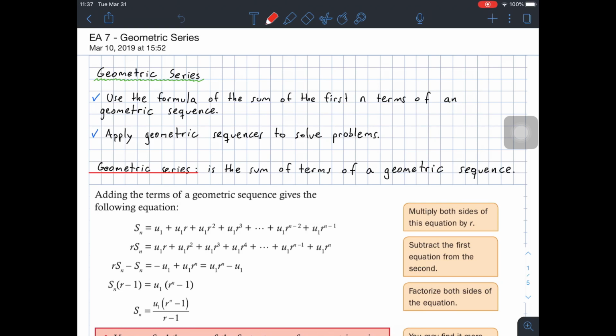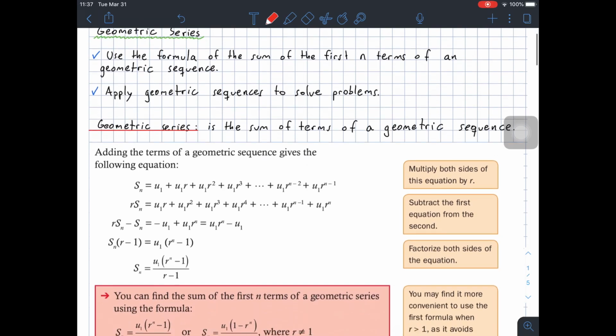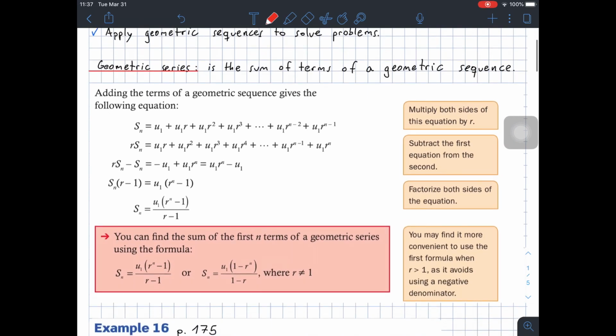So the objectives for today's class. First one, use the formula of the sum of the first n terms of a geometric sequence and apply geometric sequences to solve problems. Okay. So, what is a geometric series? A geometric series, as I told you, is the sum of terms of a geometric sequence. Here's a quick demonstration of where the formula comes from.